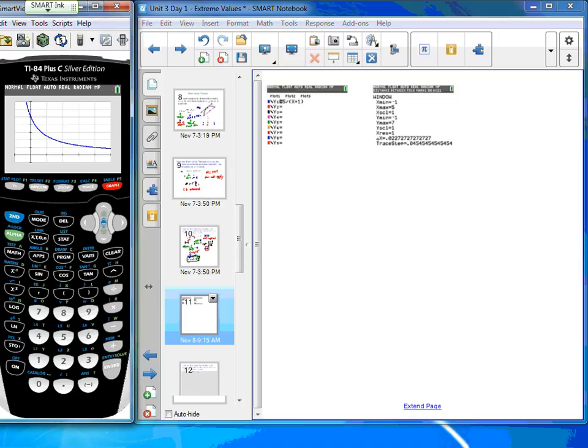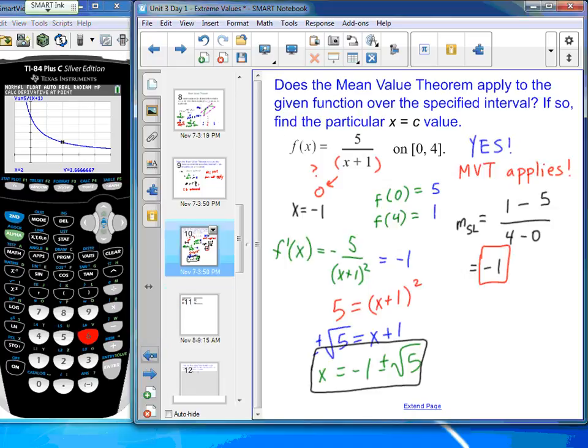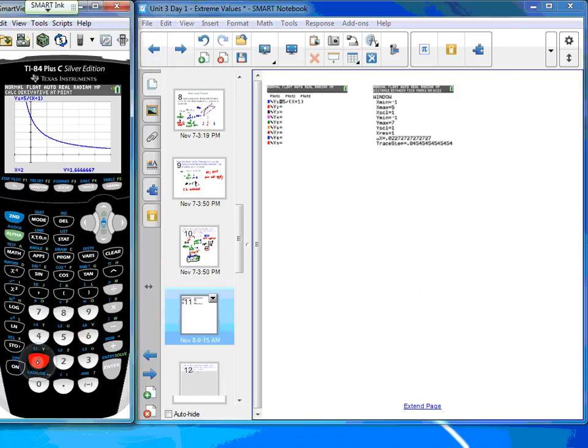Yes? Okay, so how can we check? We could check by doing second, calculate. Which option would I use? I could use that sixth option, and I want to calculate the derivative at the algebraic x value we determined for C, which was 1 plus √5. So -1 plus √5, good catch.